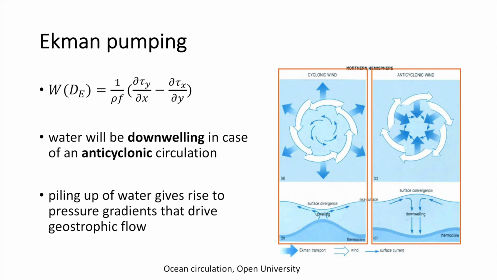In a density stratified ocean, Ekman pumping leads to an accumulation or depletion of surface water. The piling up of water in some regions will give rise to pressure gradients that drive geostrophic flow.